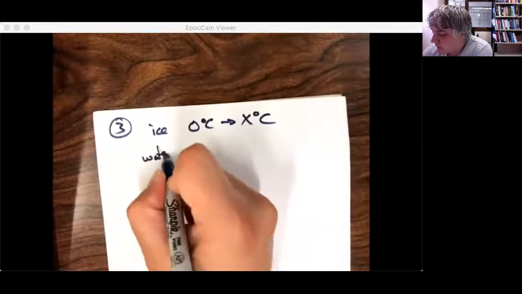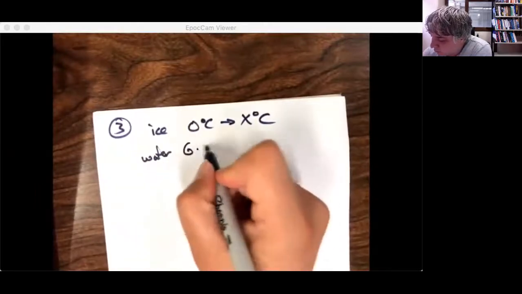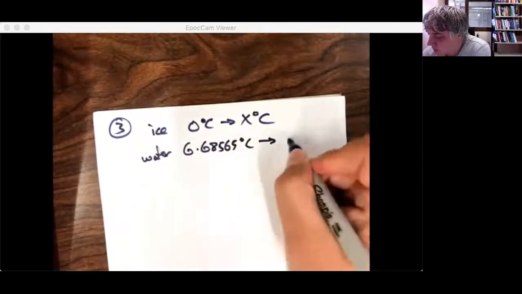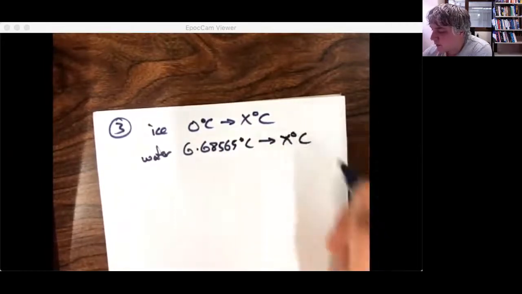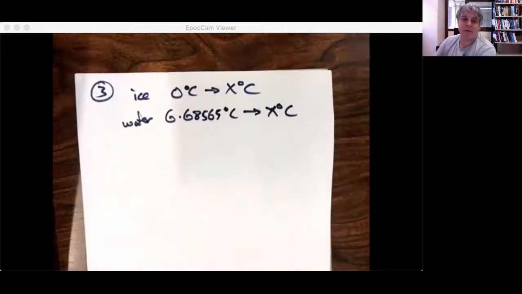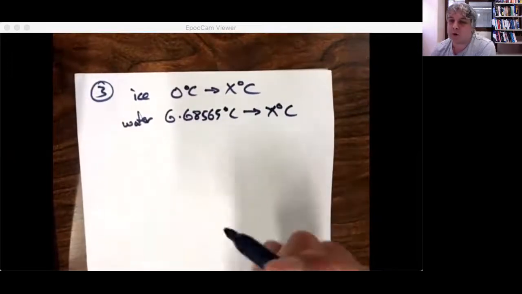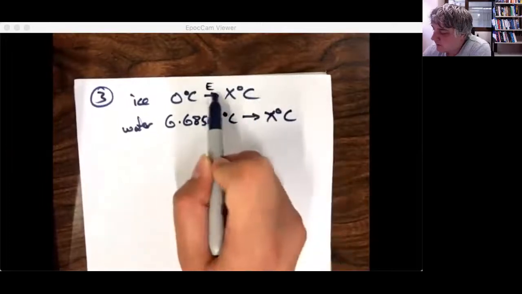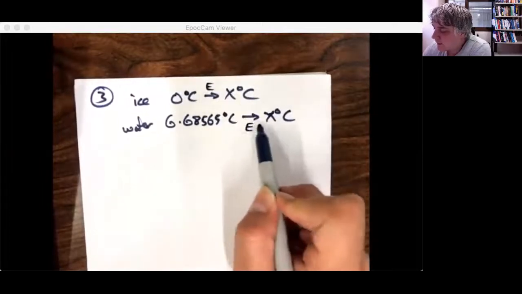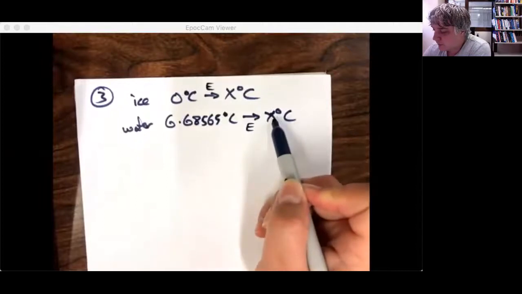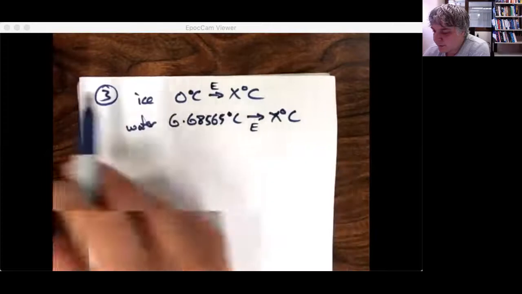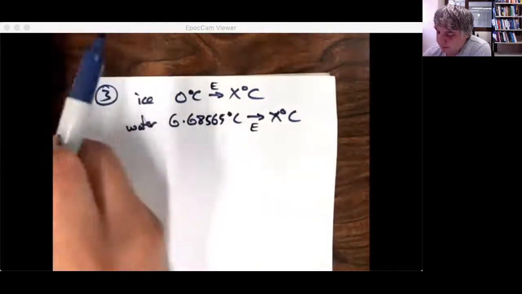And the water is going to go from 6.68565 degrees Celsius down to that same X degrees Celsius, because we've got to both come to the same temperature. And so all we've got to do is find the amount of energy that this gains that makes it the same as the amount of energy that that loses. And remember that this is 3 kilograms and this is 20 kilograms.